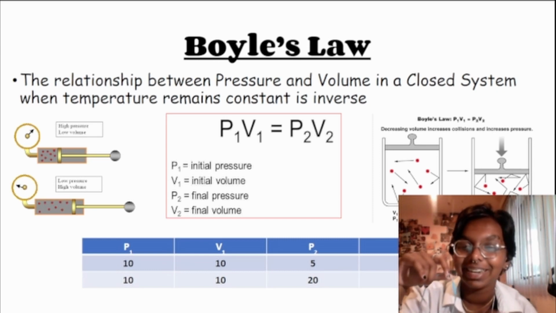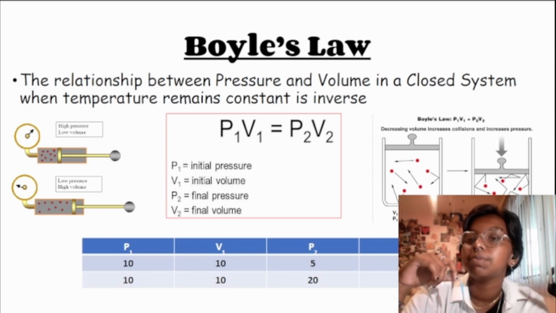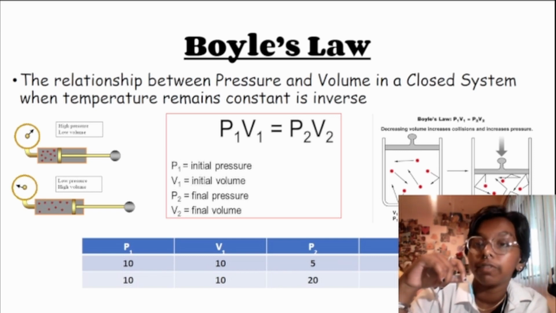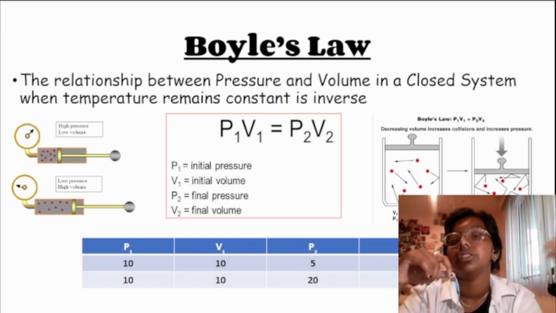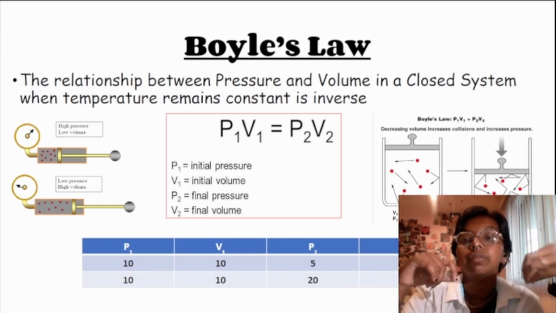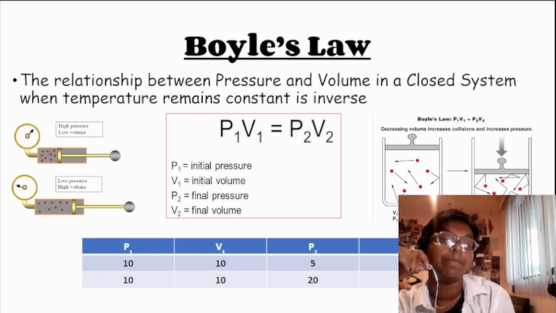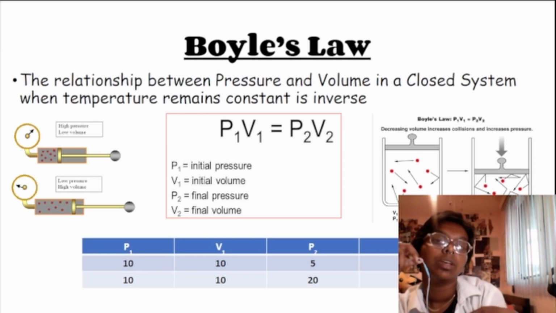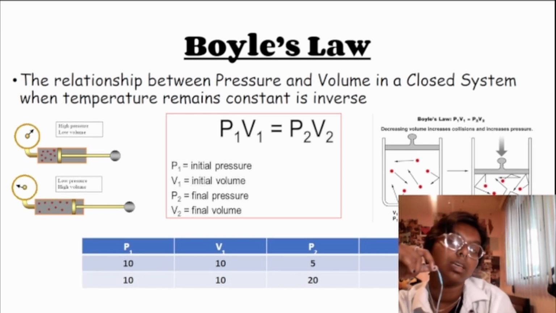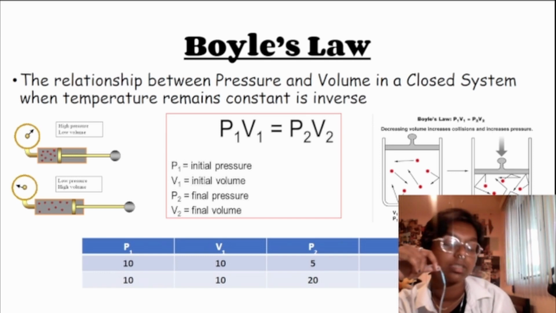Anyways, Boyle's law. Boyle's law talks about the relationship between pressure and volume in a closed system where temperature does not change. It remains constant. Boyle's law shows that pressure and volume are inverse. So if pressure were to increase, then the volume would decrease, and if the pressure were to decrease, then the volume would increase.